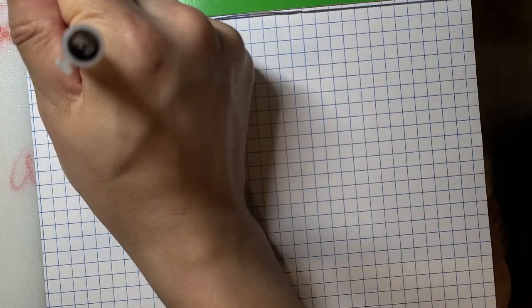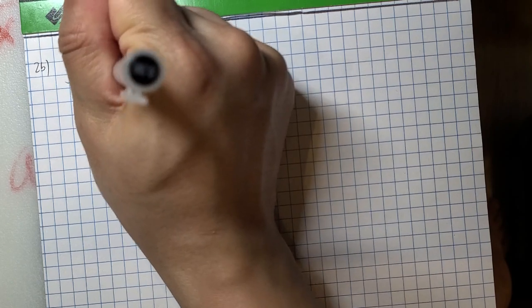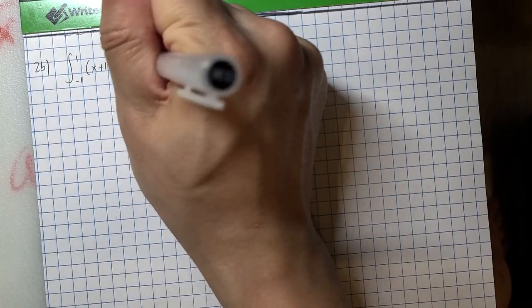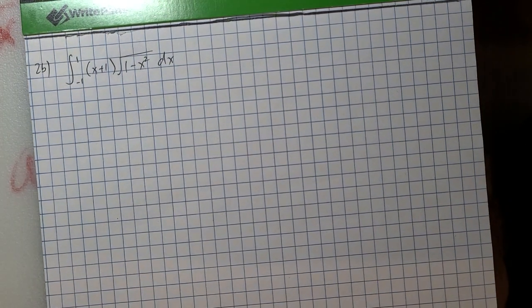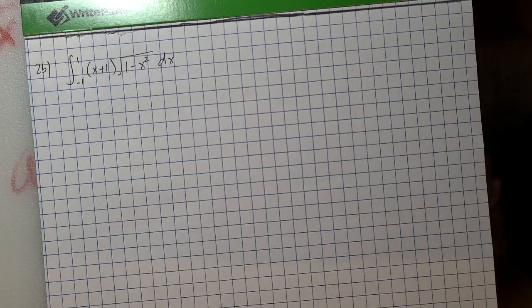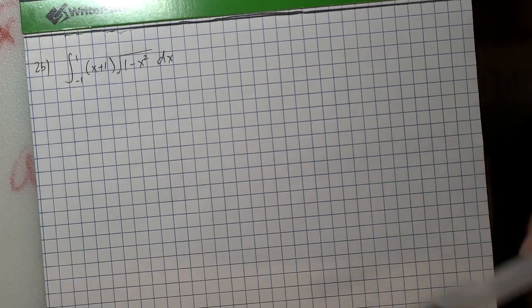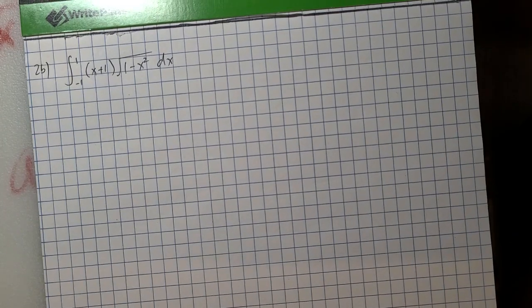To b, we're asked to evaluate the integral from -1 to 1 of x plus 1 times square root of 1 minus x squared, dx. Okay, how can we solve this? The clue here should be, it's from -1 to 1. Maybe we have to use the property of even and odd functions. Can we do something like that?